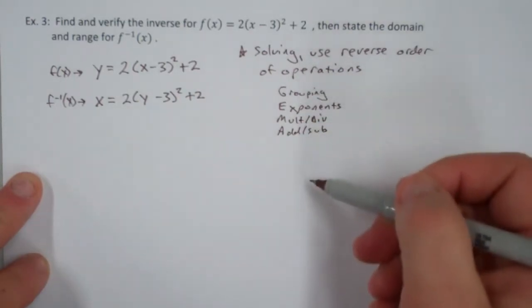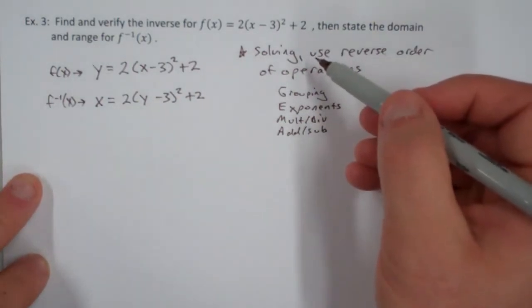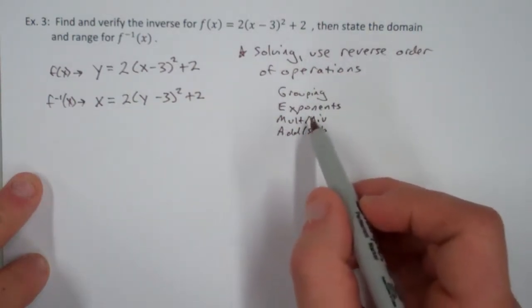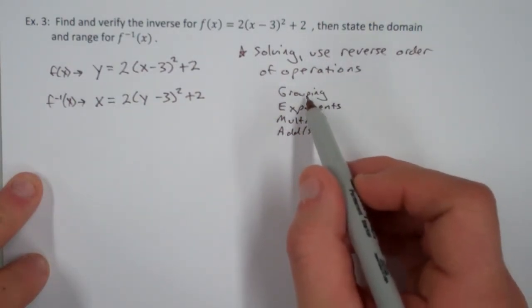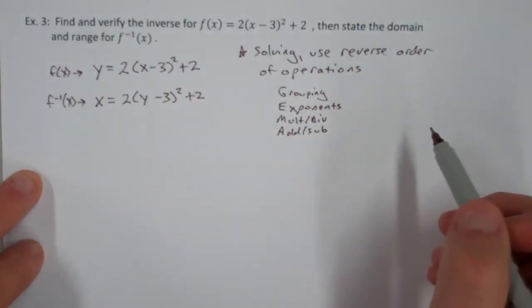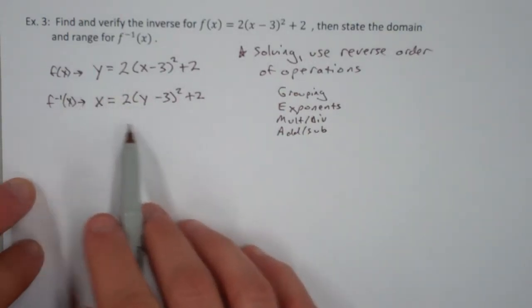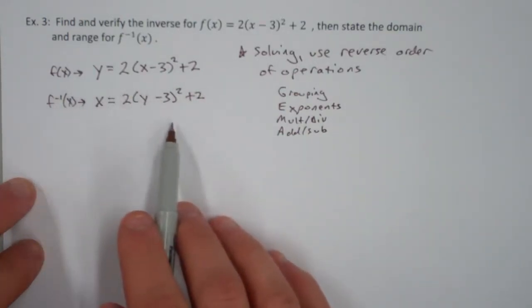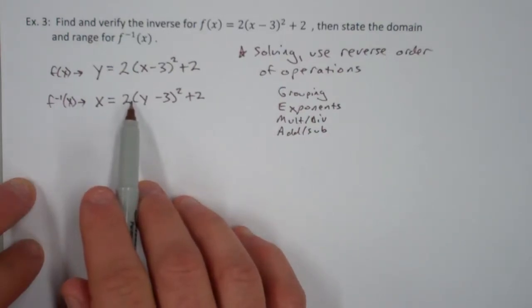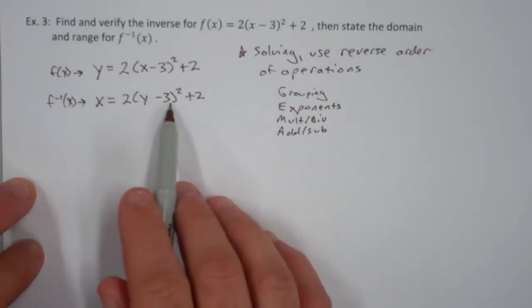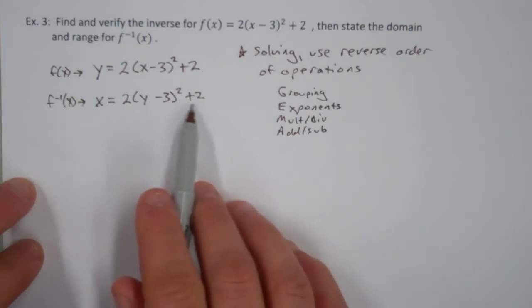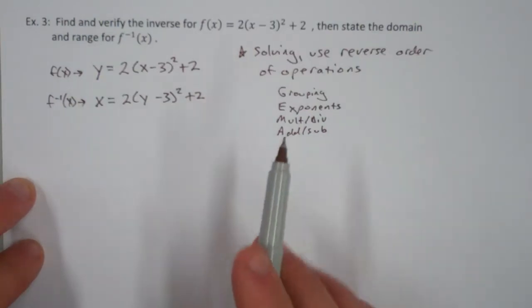Remember, this is for evaluating a function. We want to go in reverse order. If there's any addition or subtraction inside a grouping symbol, we'll do it last. Anything that's outside of a grouping symbol, if it's addition or subtraction, we'll try to do that first. So let's try to use that process here on this equation. We have multiplication here. We have stuff inside a grouping symbol. We have an exponent. And then we have some addition here. Remember, we want to get rid of that first.